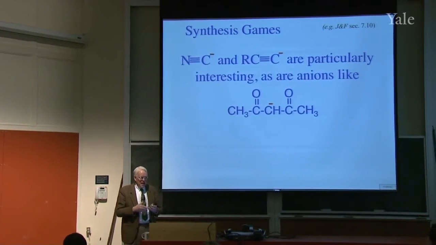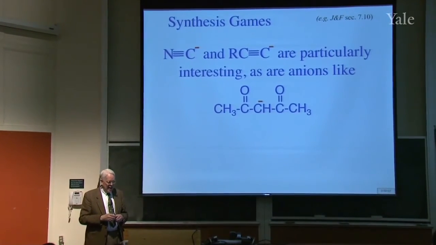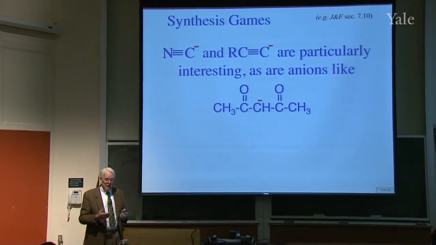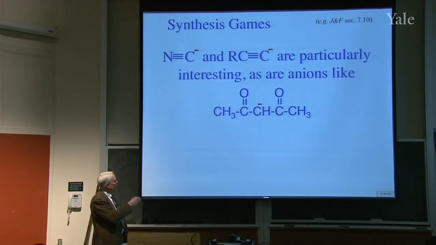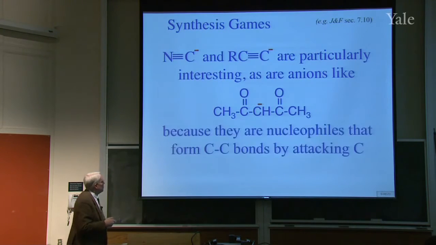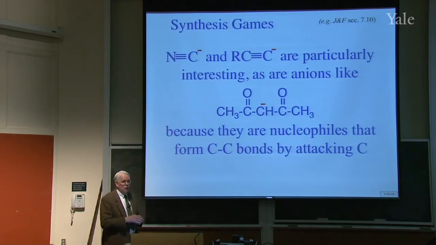Now, for synthetic purposes, a particularly useful set of nucleophiles is cyanide, acetylide, the thing you get by losing a proton from acetylene, and this other type of anion, which has an alpha anion. It's lost a proton adjacent to carbonyls. We talked about that one before, and the reason these are interesting is because they are nucleophiles that form carbon-carbon bonds. Most of the things we talked about replace one functional group by another. A leaving group goes away, the new one comes in.